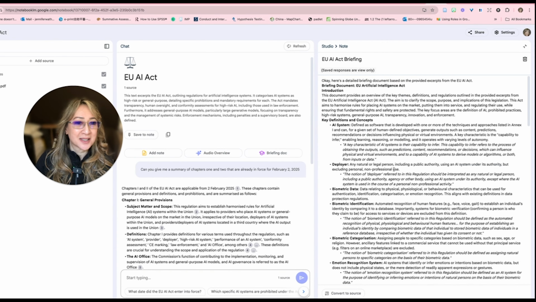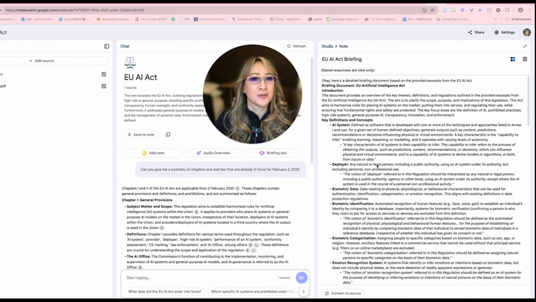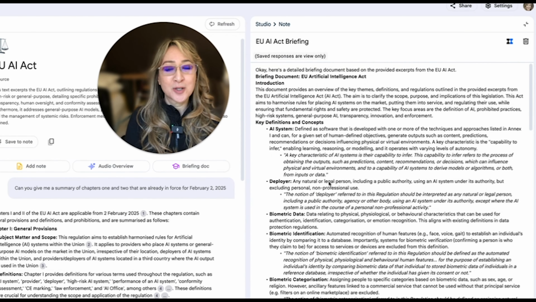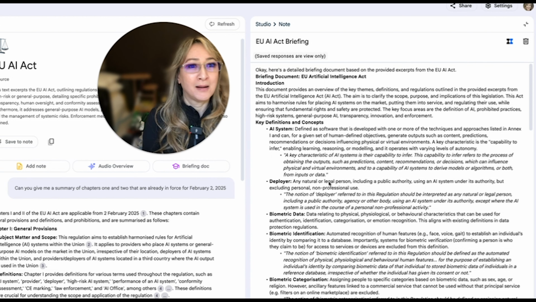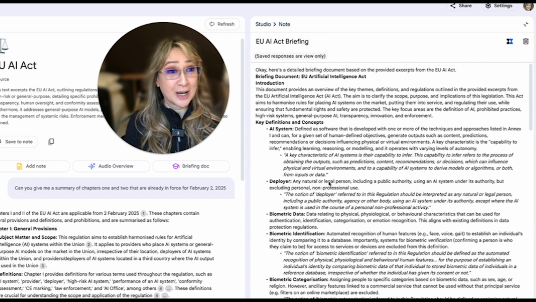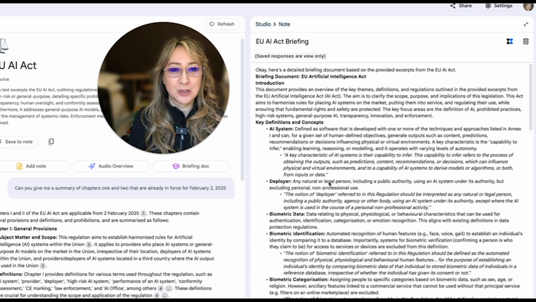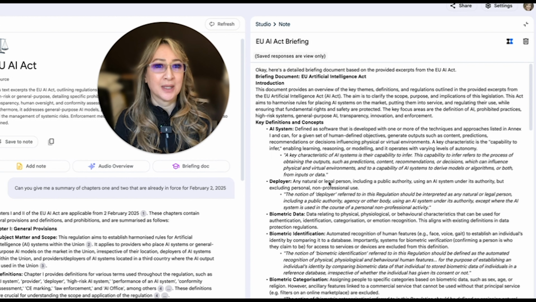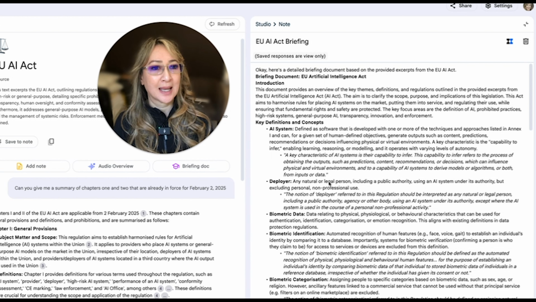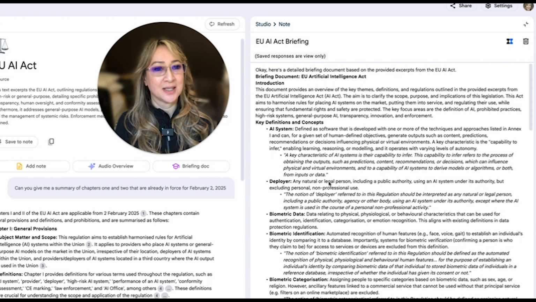All right, we're going to have a look at the summary here. I've generated a summary. Let me move myself over. And this document actually is an overview of key themes, definitions, and regulations that are outlined in the provided excerpts from this EU AI Act. The aim of the EU AI Act is to clarify the scope, purpose, and implications of this legislation. This act aims to harmonize rules for placing AI systems on the market, putting them into service, and regulating their use, while ensuring the fundamental rights and safety are protected.